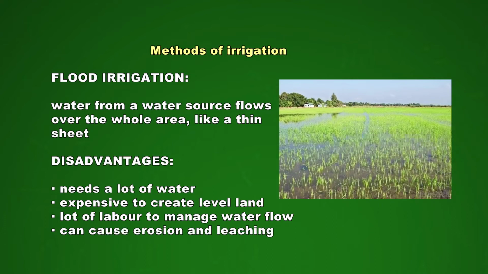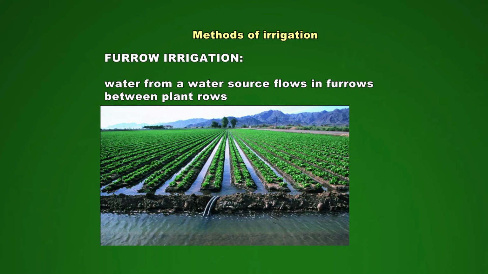There is another type of flood irrigation, namely furrow irrigation. For furrow irrigation to work properly, the land also needs to be level with a gentle slope. And as you know, this is expensive to achieve. The water runs in furrows between the plants.